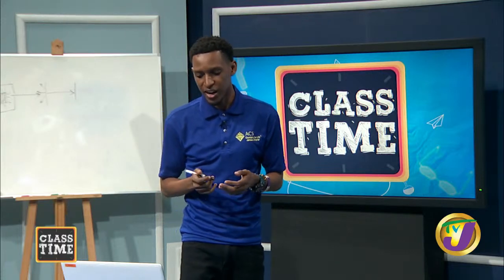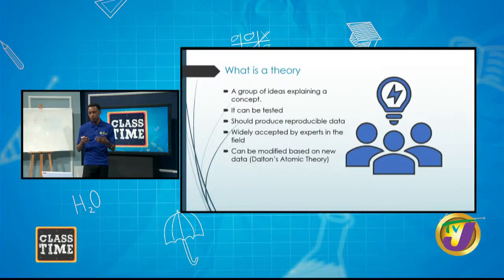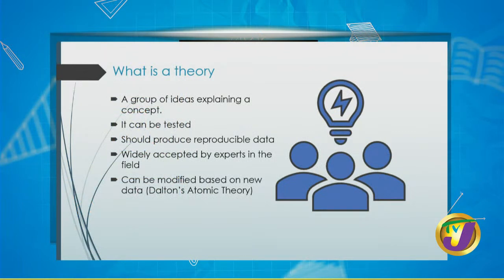It can be modified based on new data, and that's what happened with Dalton's theory. So although he stated that atoms are indivisible and atoms of the same element must have the same mass, this was not disproven. They just modified the theory and put forward a new modified theory.